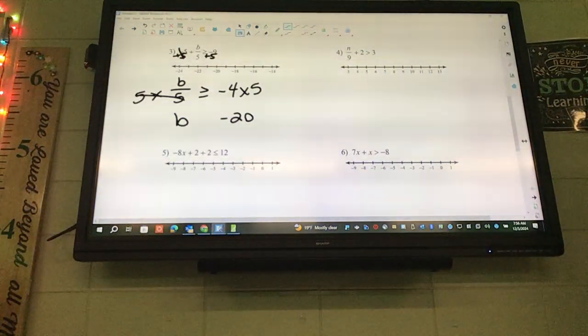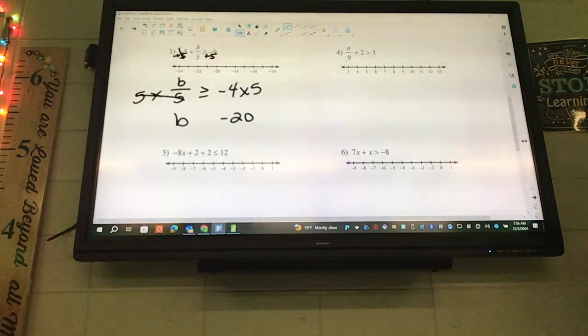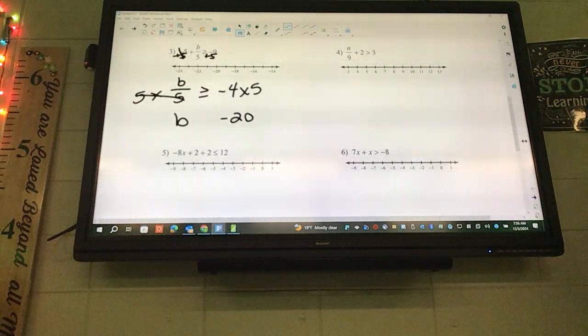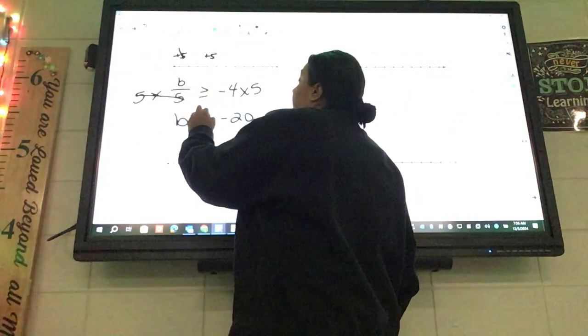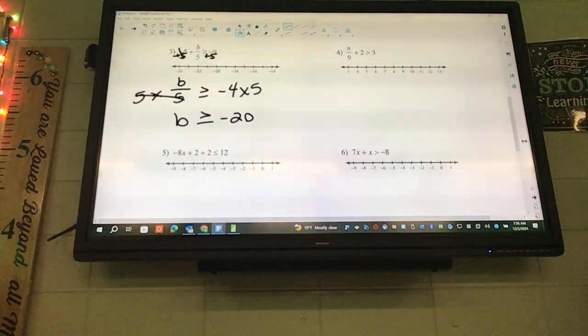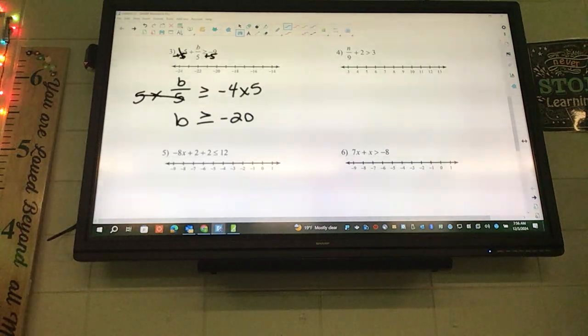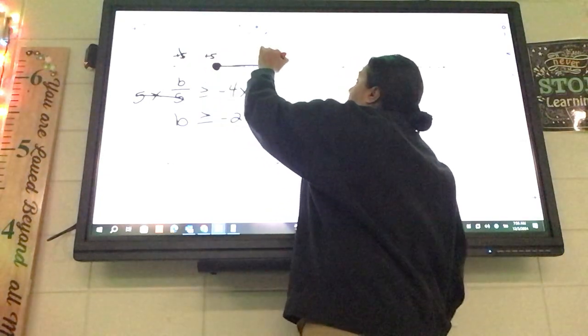Do we need to flip? I heard some no's and some yeses. What did we multiply by? We multiplied by +5. So even though my 4 was negative and my answer is -20, we multiplied by +5, so we don't need to flip. That 5 would have to be negative in order for us to flip it. So is that going to be open or closed? Closed. And it's going to the right.